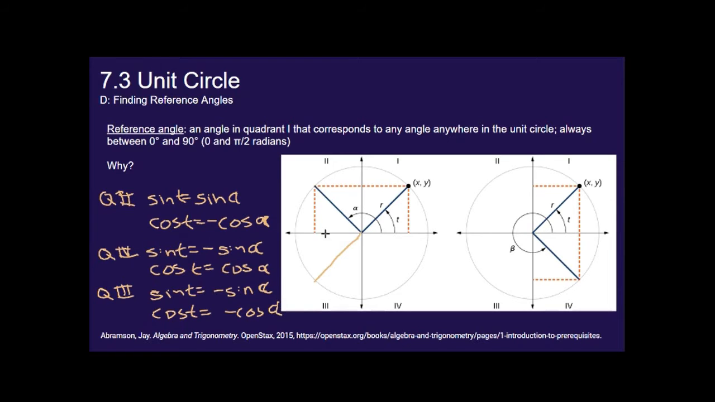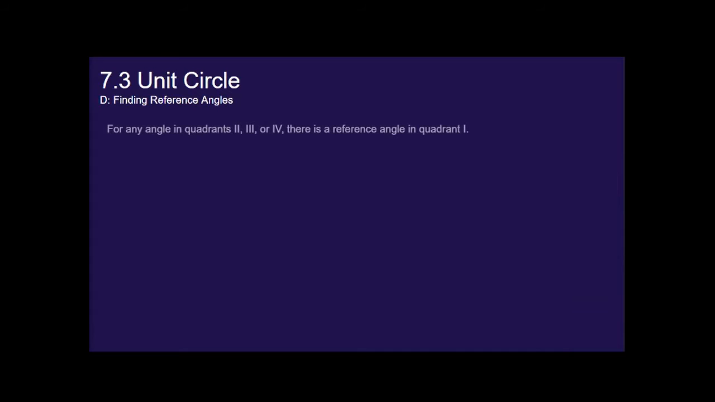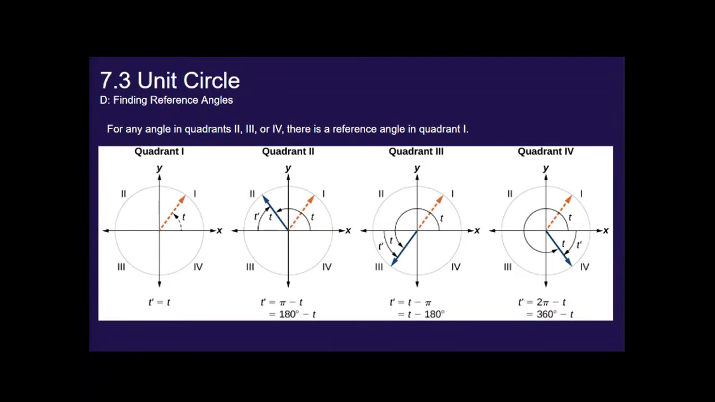So what we can do is focus on learning and memorizing and getting really good with the values of the angles within the first quadrant, and then we can easily apply that to the other three quadrants by recognizing which ones are positive and which ones are negative. That gives us a tool to reduce our work but still be able to work with all the angles. For any angle in quadrants 2, 3, or 4, there is a reference angle in quadrant 1. Here's a chart that summarizes that.